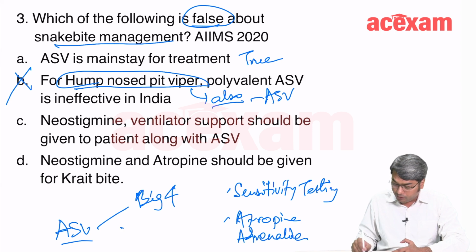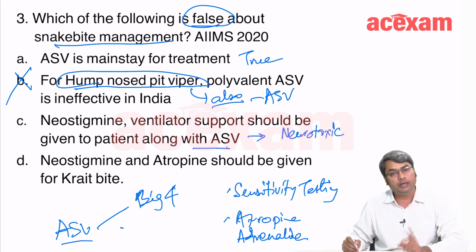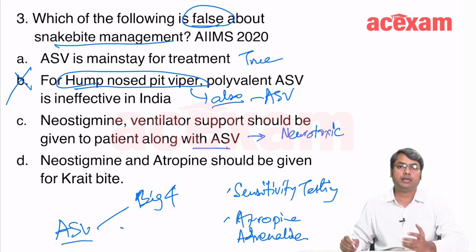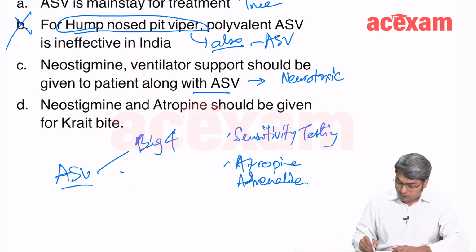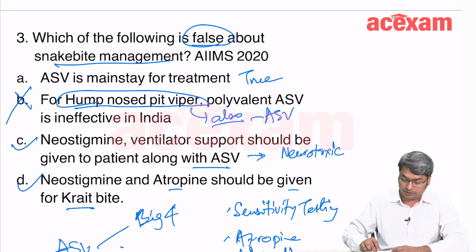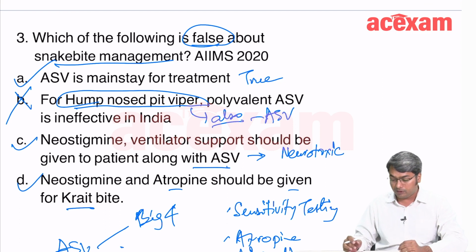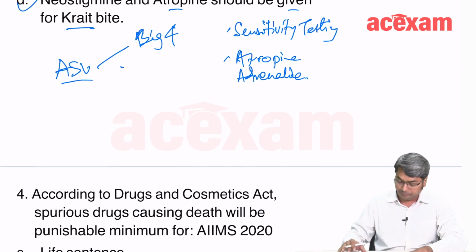Neostigmine and ventilator support should be given to a patient along with ASV, especially in case of neurotoxic snake bites. Neurotoxic snake bites like krait and cobra, ventilator support may be needed because the patient dies due to respiratory failure, due to paralysis of the diaphragmatic muscles. So neostigmine and atropine should be given for krait bite. This is also true. The only option which is false is this one. For hump-nosed pit viper, polyvalent ASV is ineffective in India. No, it is effective in India also.